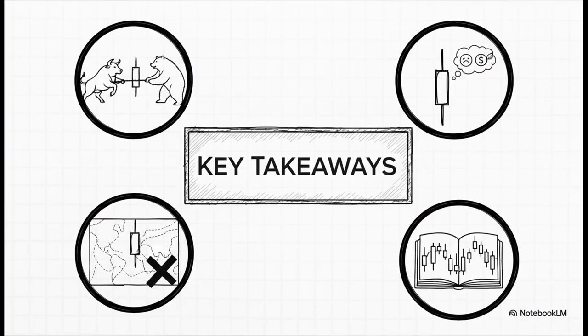So let's just lock in the most important points. 1. Every candle is a battle. 2. The shape tells you the mood of the market. 3, and this is the big one, context is king. Where it happens matters. And 4, you have to combine them to get the full story. Do that, and you'll start making much, much smarter decisions.